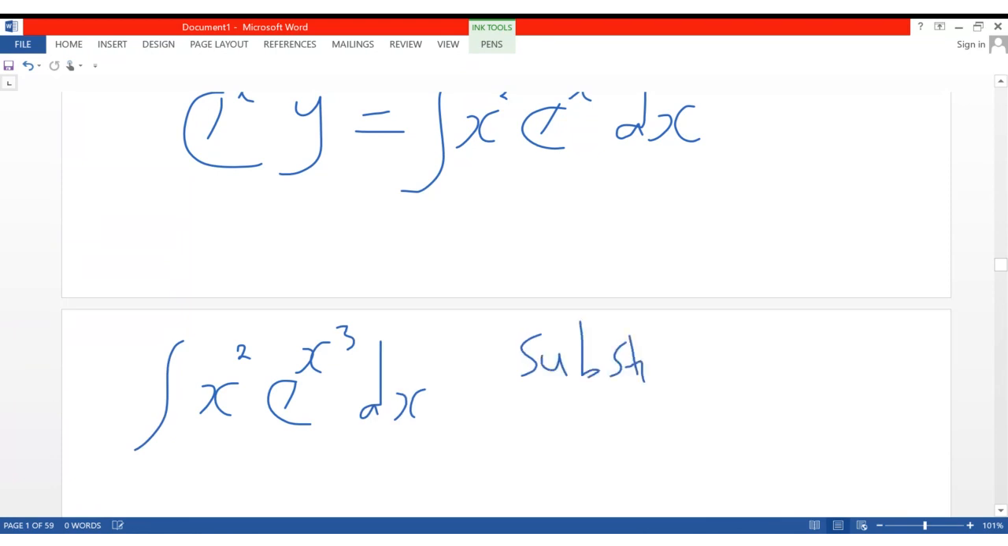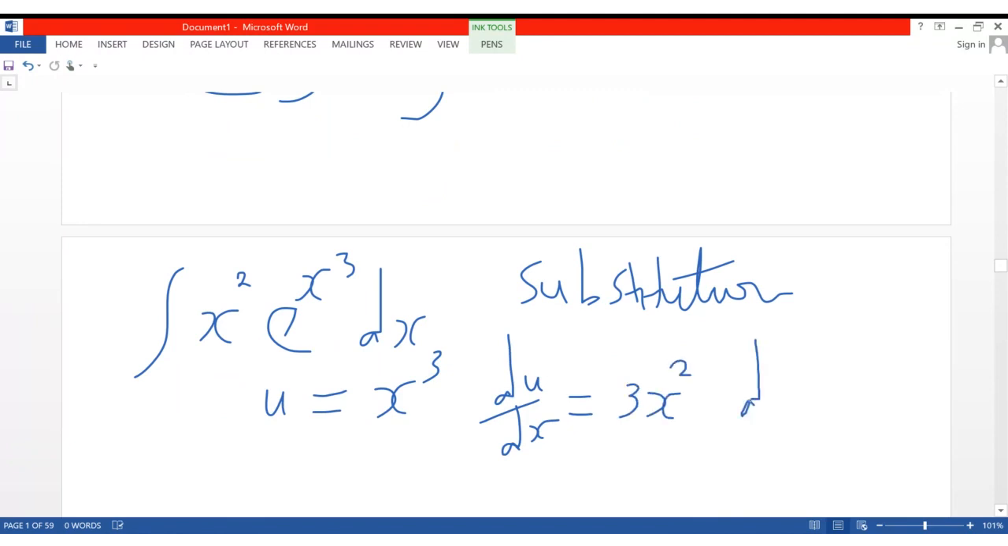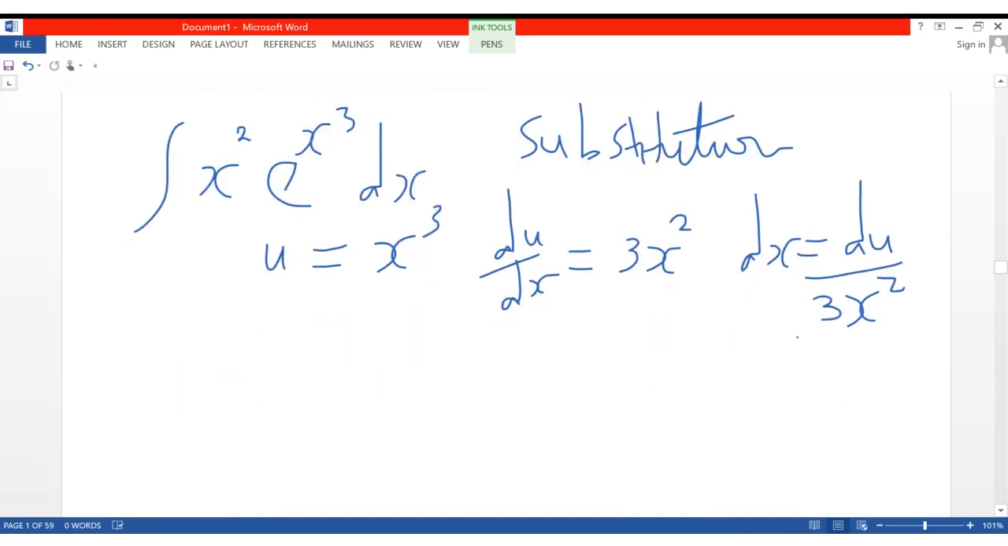Substitution. So we shall let our u be x to the power 3. So here du/dx is the same as 3x squared, which means that dx is the same as du all over 3x squared. So I replace everything and you'll be able to see it will cancel. I'll have x squared and then exponential u and then du all over 3x squared.